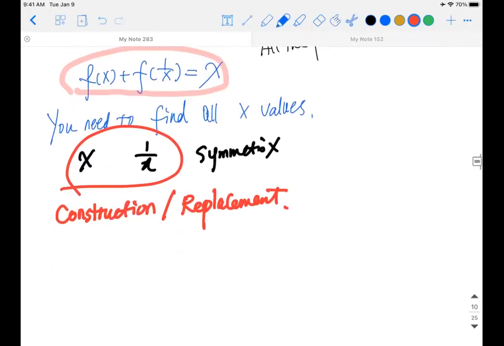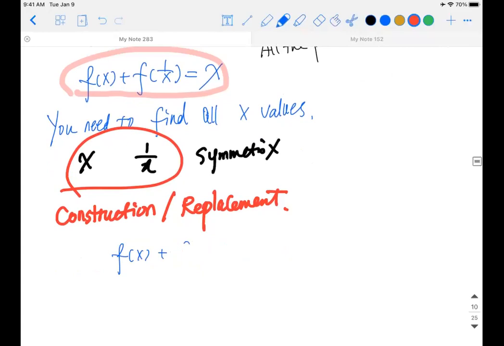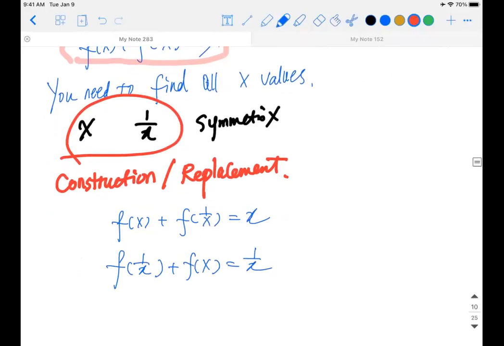Let's try to see. I have f(x). This is what I have. Like I said, x and 1 over x are exactly identical for this problem. So that being said, as long as I replace x using 1 over x, the original expression still holds. So my second expression is just replacing x using 1 over x, and the entire expression holds.